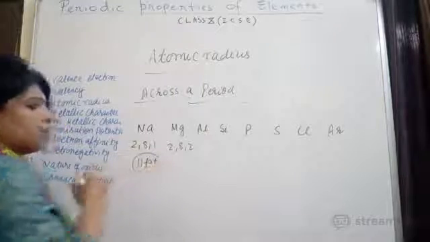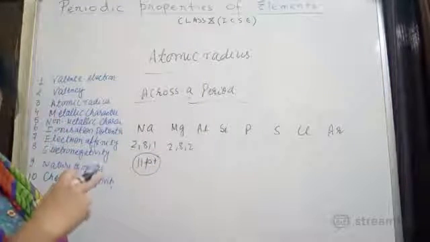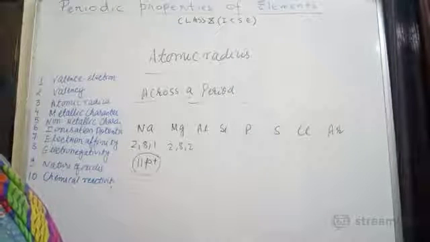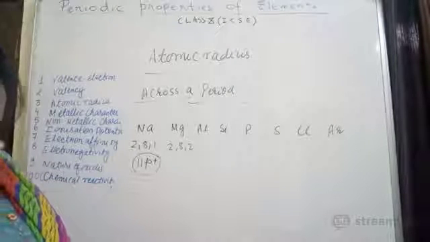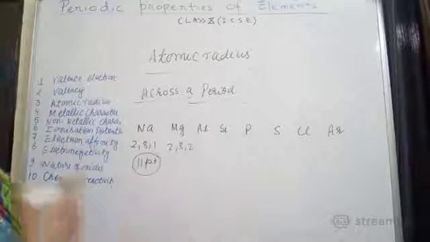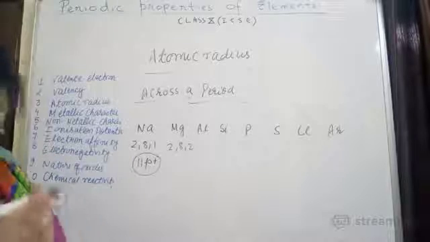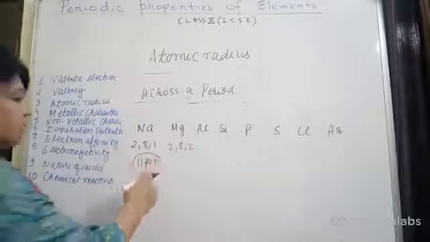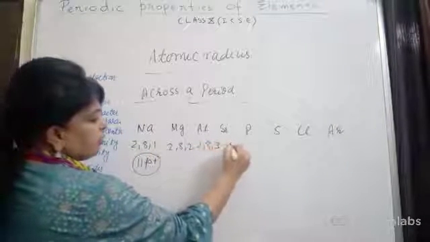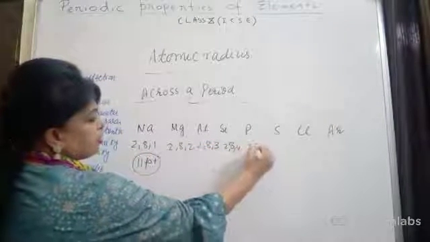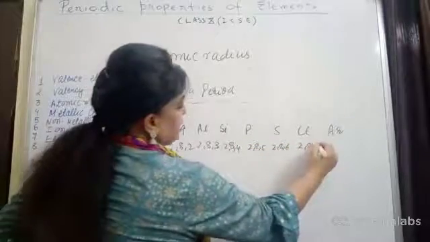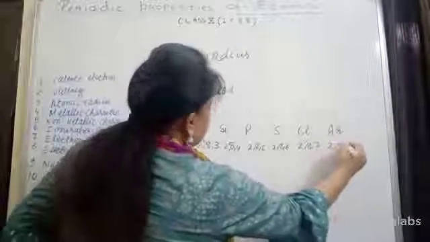Now we will talk about the next topic along with atomic radius, that is nuclear charge, because this will make you understand why atomic radius decreases across a period. Though they have the same number of shells, the atomic size still decreases. I will give you the reason. First we will write this, then 2,8,1, 2,8,2, 2,8,3, 2,8,4, 2,8,5 and 2,8,6, 2,8,7 and 2,8,8.